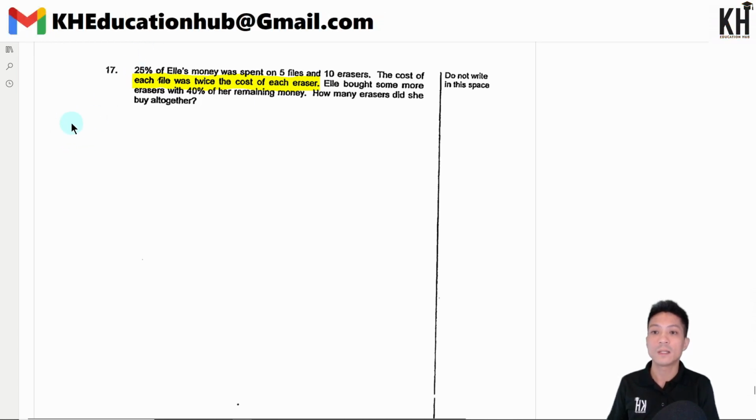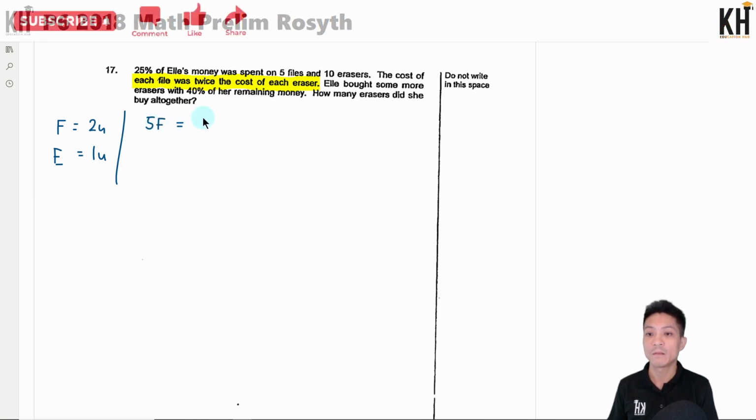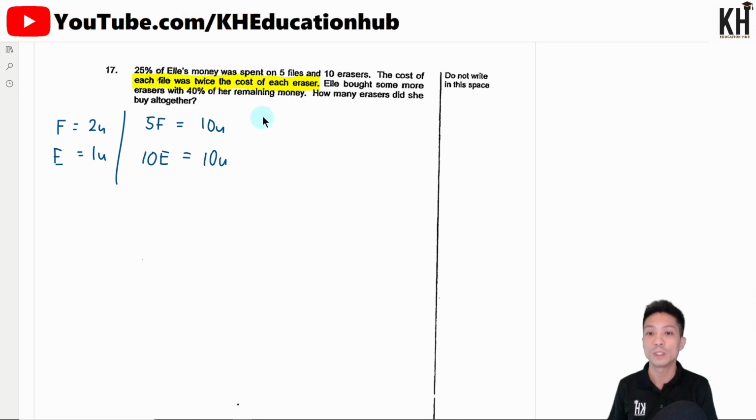So usually I prefer to write it in this way. File, you can treat it as 2 units, and eraser, you can treat it as 1 unit, right? So the question goes, there are 5 files, total will be 10 units, and then there are 10 erasers. 10 erasers total, there's also 10 units. Which means that 25% of the money is equals to 20 units.